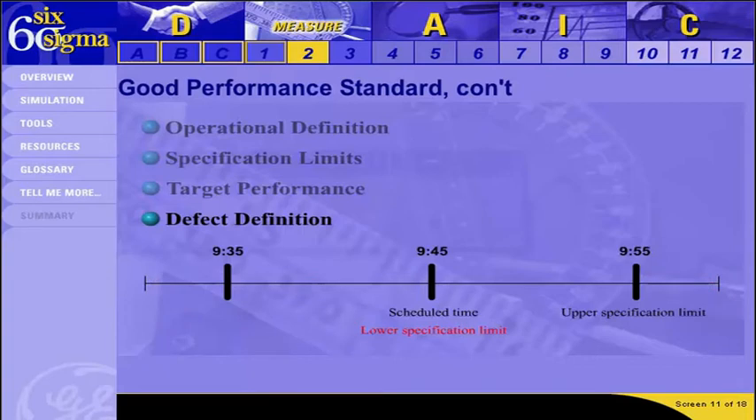Phew, I know that was a lot to cover, but I wanted to make sure you understood what a performance standard is all about before we work on Siggy's commercial loan sales case. Click on Tell Me More to see some examples of defects and opportunities related to a variety of CTQs. When you're done with that chart, close it and click Next to continue.